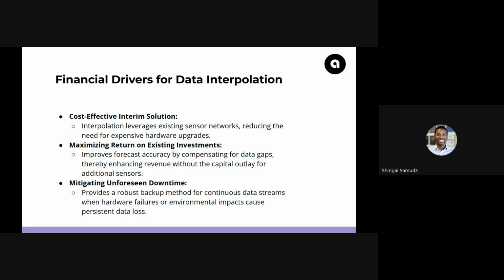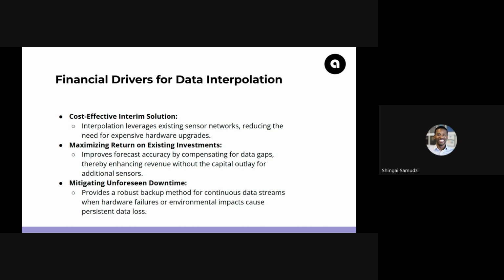So all of these limitations do create financial incentives for a focused approach on data interpolation. And data interpolation can be seen as a cost-effective interim solution. So either you're waiting for Moore's law to impact the cost of CapEx, at which point it can be much cheaper to start implementing sensors, or you're waiting for things like degradation of your initial sensors, in which case you can replace them, and it's a bit less CapEx intensive to do it that way.